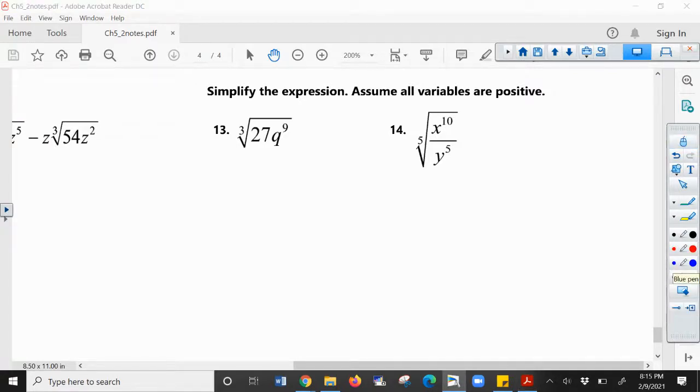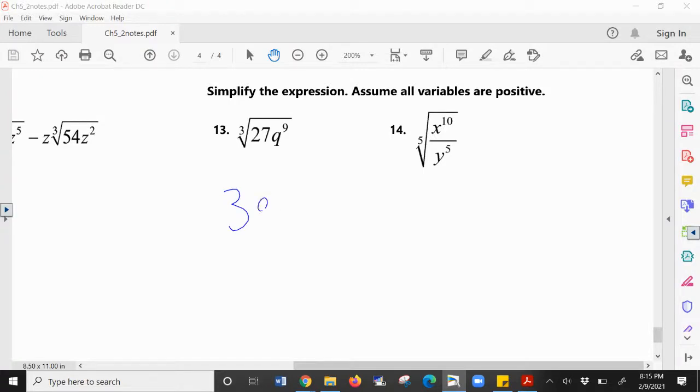All right, the cube root of 27 is 3. The cube root of q to the 9th is q to the 3rd. 9 divided by 3 is 3. Oh, we left the easy ones for last, huh? So 10 over 5 is x squared, and y to the 5th. So 5 over 5 is 1, so it's just x squared over y.